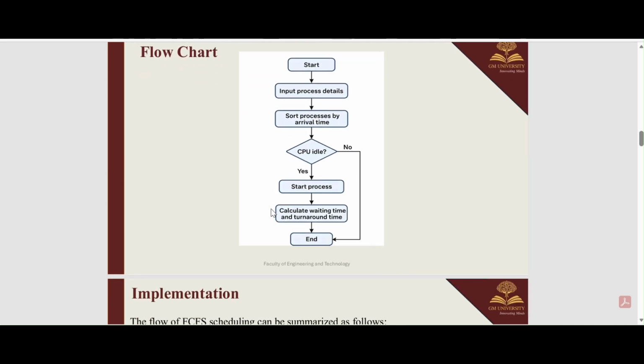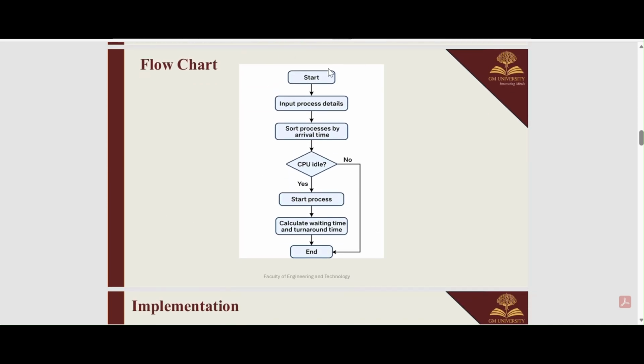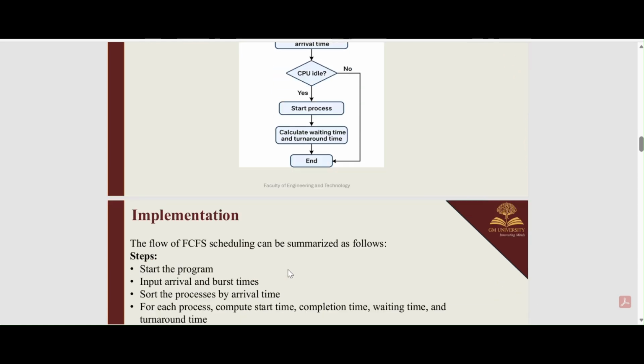Flowchart. First we start the process. Input the process details and sort the processes by arrival time. If the CPU is idle, it directly ends. If the CPU is not idle, then start the process, calculate waiting time and turnaround time, and later it ends.